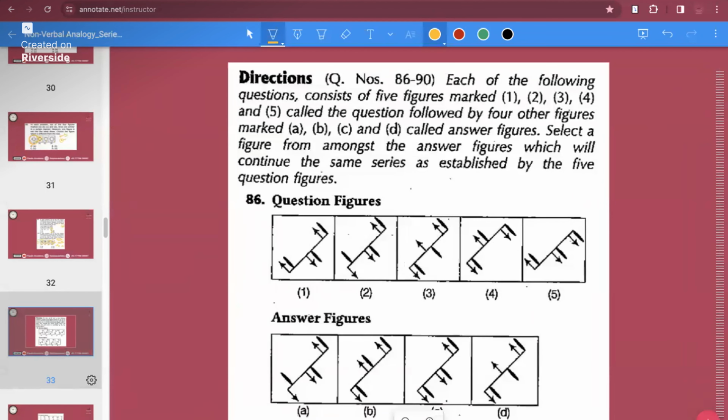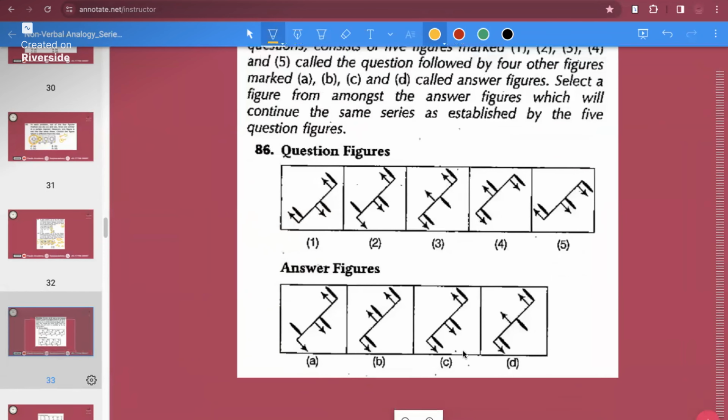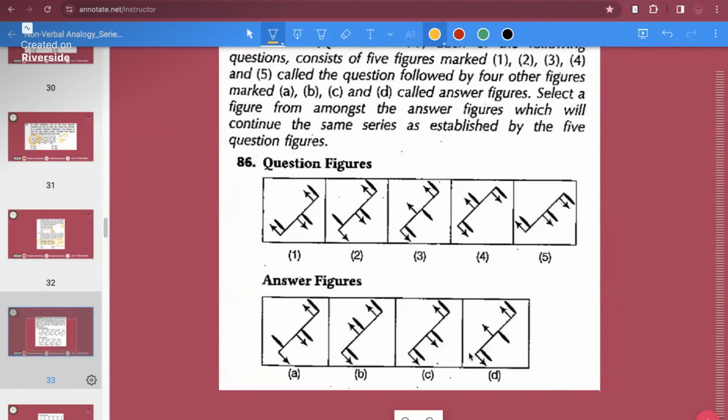We are here, guys. Looks like a little bit challenging one. Next in the series. What do you think will come next in the series, guys? So from A to B, 1 to 2, this is changing its direction. Okay, fine. Rest all others are the same. And now this is changing direction. Rest all others are the same. And over here, this arrow is changing the direction from here to here. Rest all others are the same. And again, this is changing.